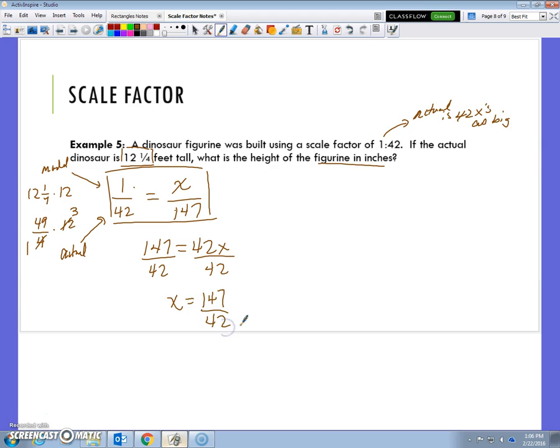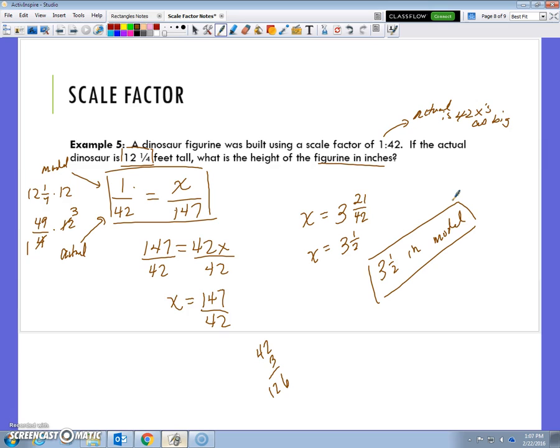147 over 42. And so really what I should do is, that's not a very good answer. I should write that as a mixed number. So I'm going to say x equals 3, and 3 times 42, let's see, that'd be 42 times 3, 6, 12, 126. That leaves 21 left over. So 3 and 21/42, or really it would be x equals 3 and 1/2. So in this case, we would have a 3 1/2 inch model. All right, 3 1/2 inch model. If I multiplied 3 1/2 inches times 42, like my scale factor says, it should give me 147.